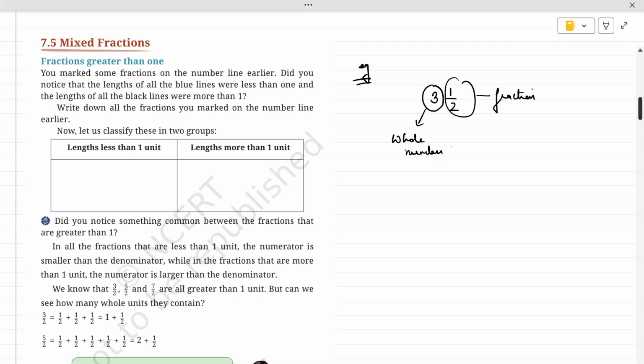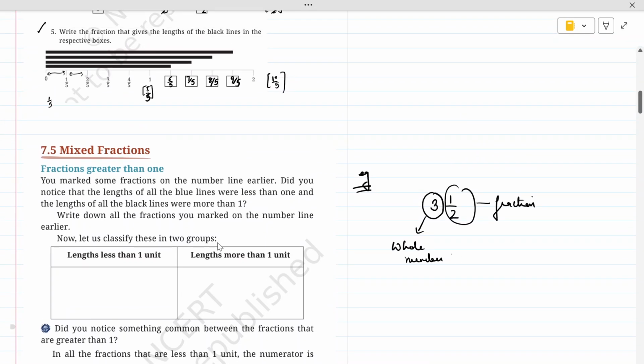So to do this question, let's pick up the last one only. In this example, length less than 1 unit were 1 by 5, 2 by 5, 3 by 5 and 4 by 5, less than 1 unit, and 5 by 5 was 1 only, so I'm not mentioning it here. We have to write less than 1. Now length more than 1 is 6 by 5, 7 by 5, 8 by 5 and 9 by 5. So if we see this example, these are the lengths given to us.